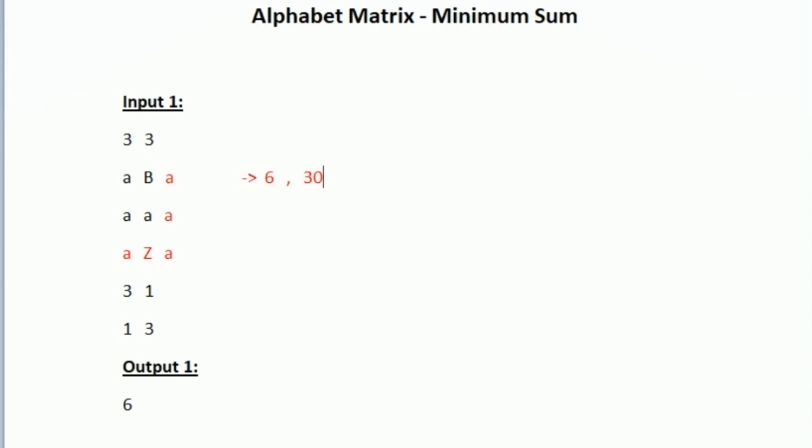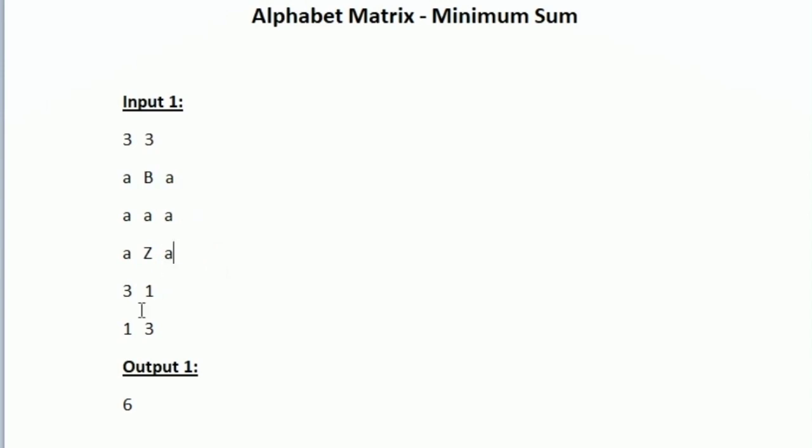Now we have calculated the two paths and the cost for both the paths. Our task is to print the minimum path. Out of 6 and 30, 6 is the minimum. So in our output we are printing 6. That will be the minimum cost required to connect both the points. So this is how we will be solving the question.